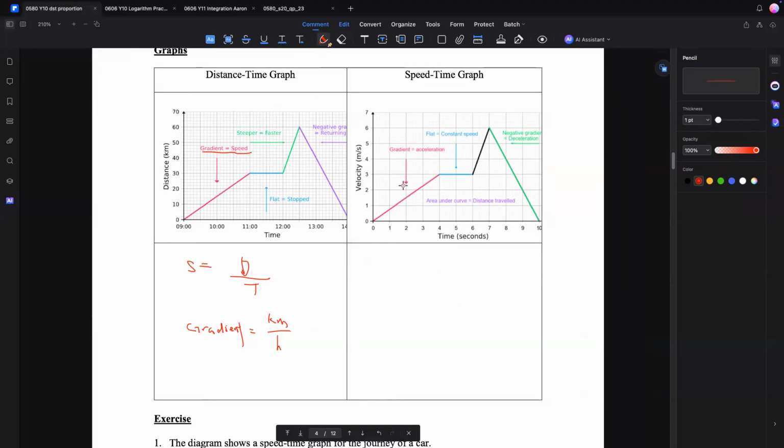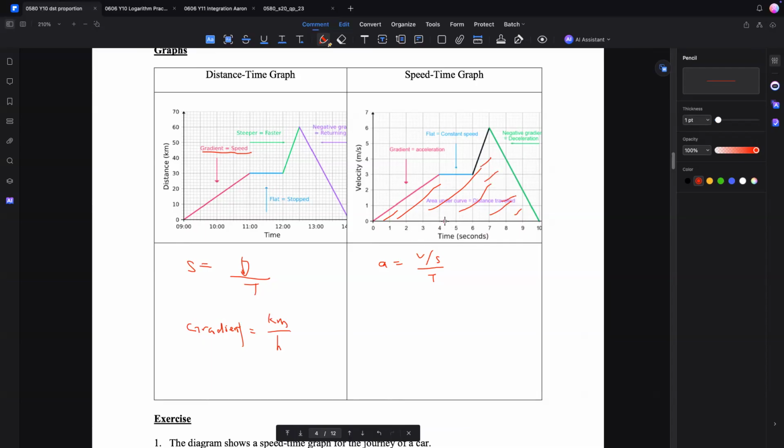And then the next one is going to be your acceleration, which is going to be velocity or your speed divided by time. And then you can find the distance traveled as the area under the curve.